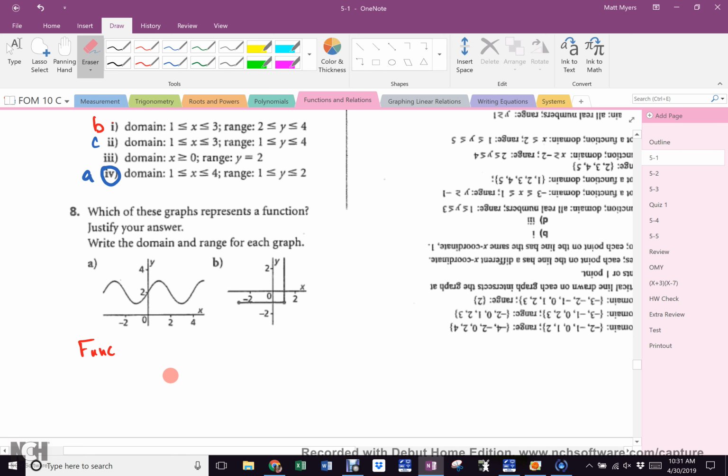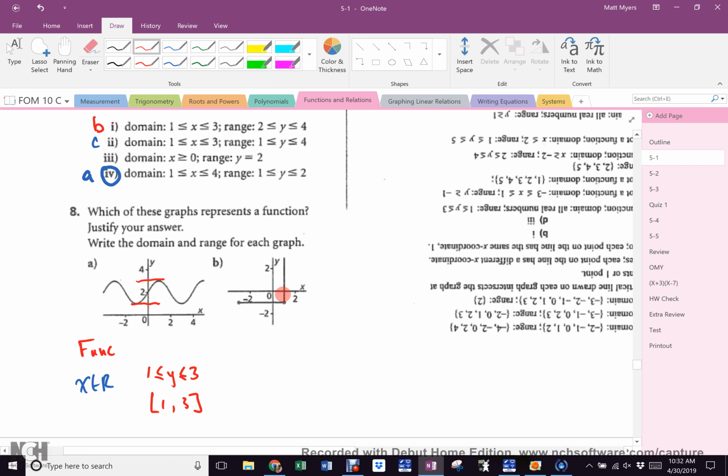Oh, shoot, I should have done that in blue. What's the range? What's the lowest y value I have? 1. What's the highest y value I have? 3. Right? So it's 1 less than or equal to y less than or equal to 3. Or square bracket 1, square bracket 3. I think they use this version in the answers.